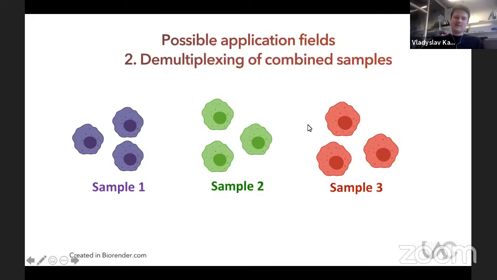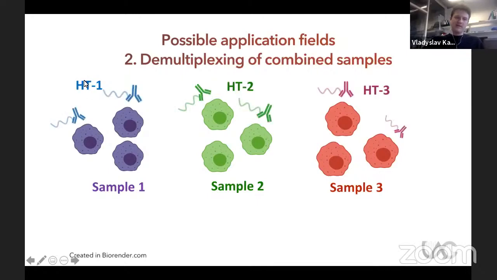You can take the special hashtag antibodies that will bind your sample cells. For example, here in sample 1, you will bind everything with the hashtag antibody 1. In sample 2, you will bind with hashtag antibody 2, and the same in sample 3 with hashtag antibody 3. These hashtag antibodies will be stained separately in each of the samples, so that means you have no cross-contamination between the samples with these antibodies. They will bind unspecifically, they will just bind the cells in order to mark them.